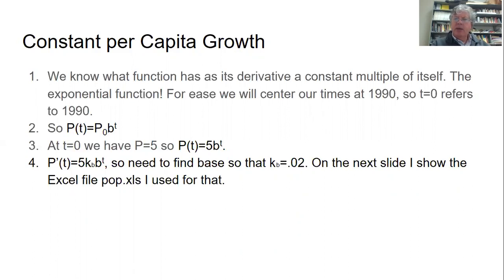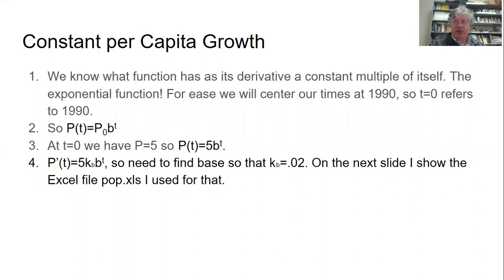So we've got to find that base. Now we know that when we take a derivative of an exponential function, we get the exponential function back times a constant depending upon the base. So some of you know how to figure out that constant already, but for those not in the know, what we have to do is find a base such that the constant is 0.02, i.e. the derivative of b to the t at 0 should be 0.02.